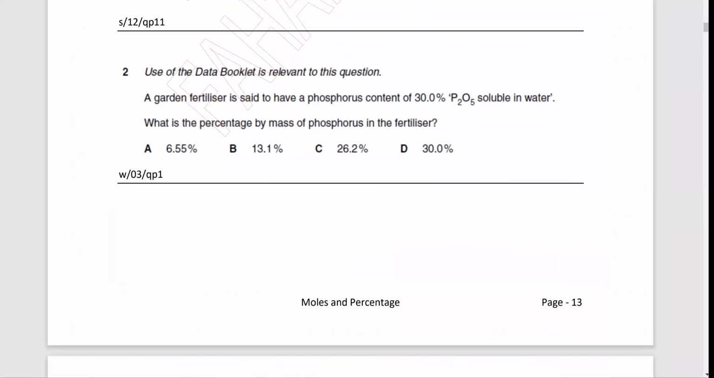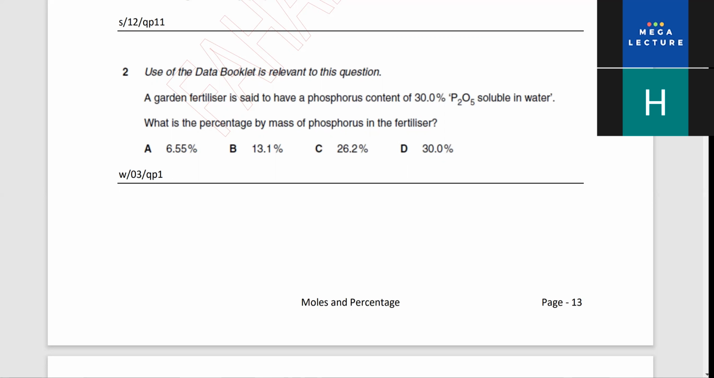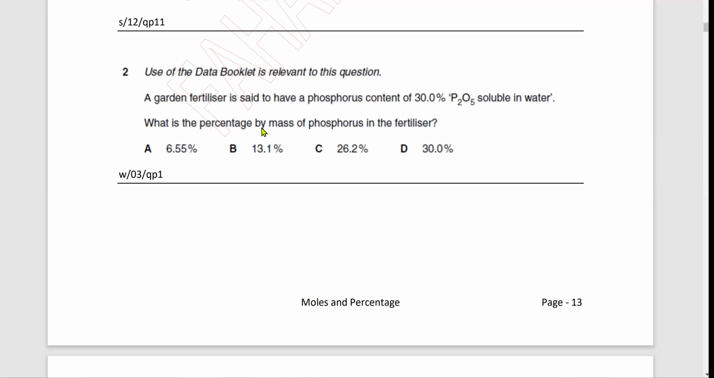ठीक है, I'm going to take out the calculator as well. Now this question, it's all about anything that's involving percentage. वो कह रहा है कि garden fertilizer is said to have a phosphorus content of 30%, P2O5 soluble in water. And you're being asked, okay, what's the percentage by mass of phosphorus in the fertilizer? So how would you do this question? So we're going to try and solve this question.